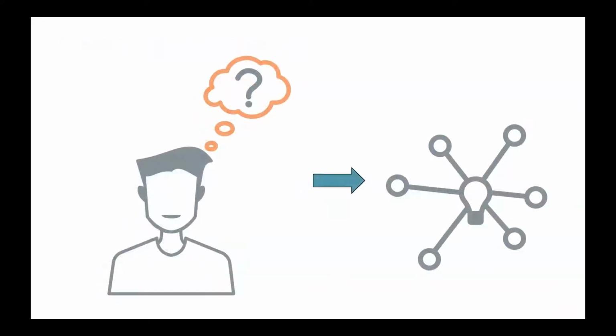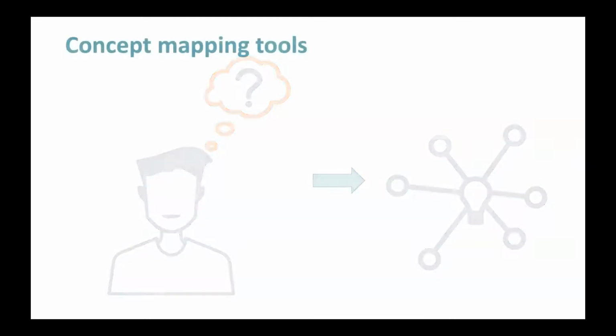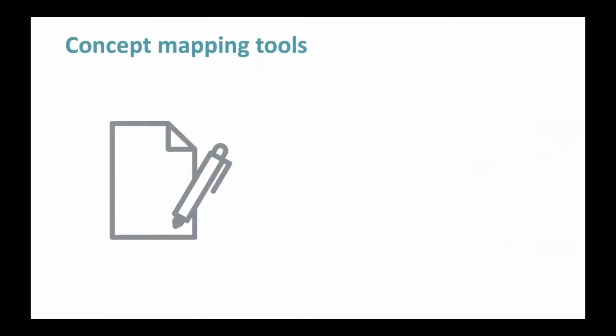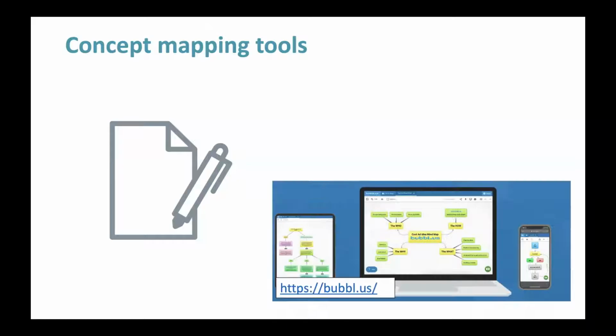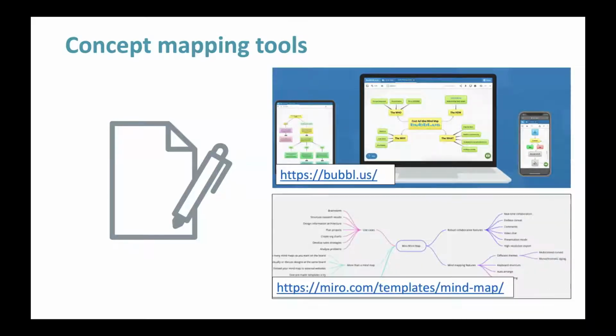Concept maps help you make sense of your topic, to organize and connect key topic concepts with related words and phrases. Concept maps can also be called mind maps. You can make one with pen and paper, or use a free online tool like Bubble.us or Miro.